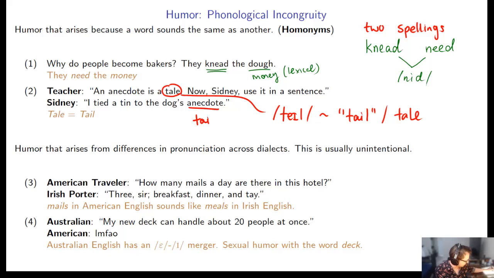So this is another case of phonological incongruity because the words tail and tale, as in the dog's tail, the waggy thing, and the story thing, are spelled differently, but they're pronounced the same. Same pronunciation, two different words.